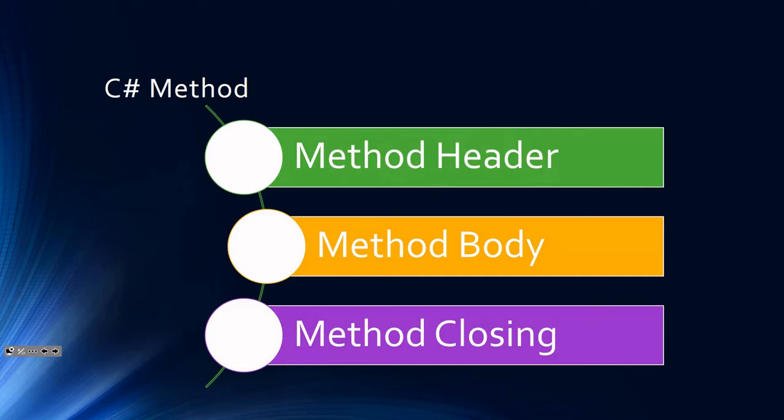So a C# method really has 3 things. It has the method header, the method body, and the method closing. And that's it.